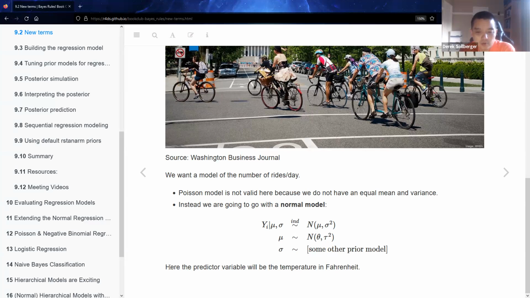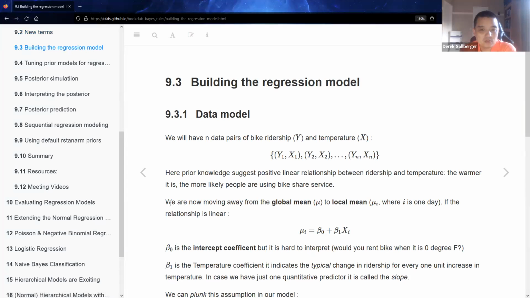The predictor variable will be the temperature in Fahrenheit. And the variable is described in the data as how people feel about the temperature, whether people feel that the weather is cold or warm, etc. Okay, so let's go about building the regression model.